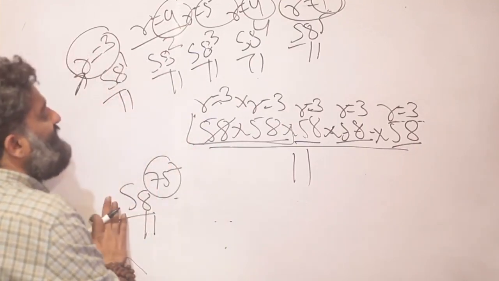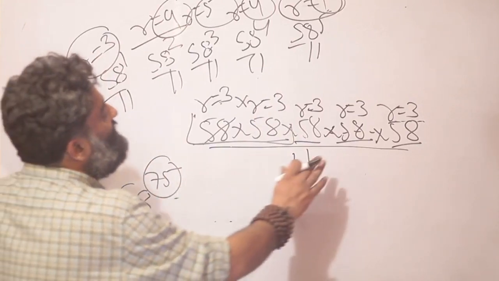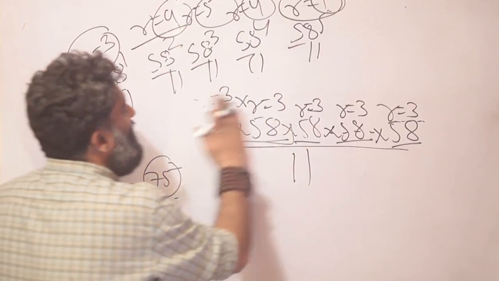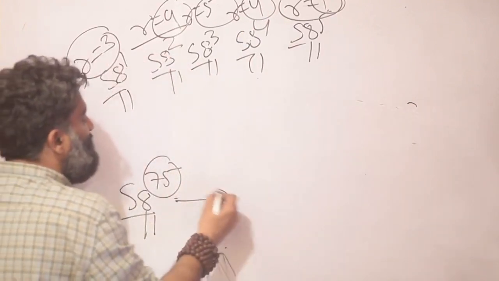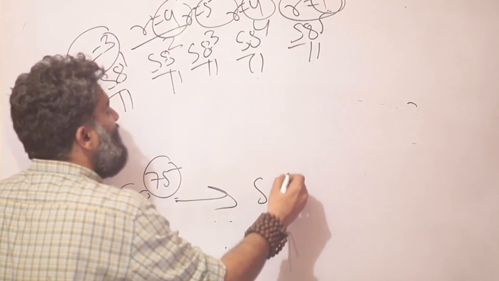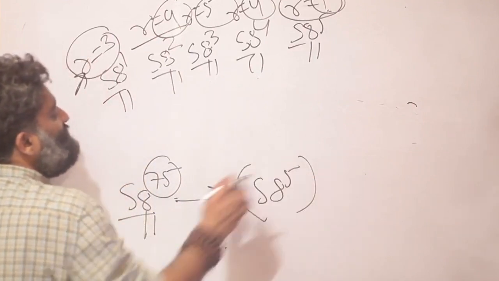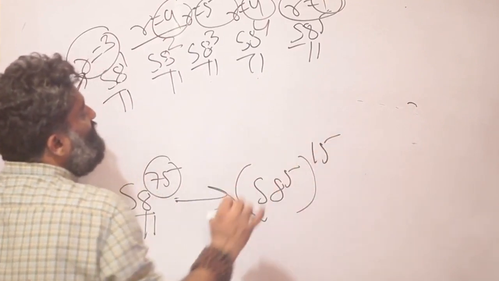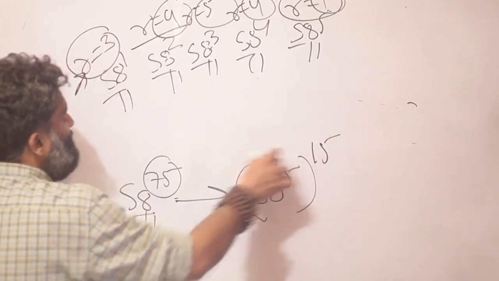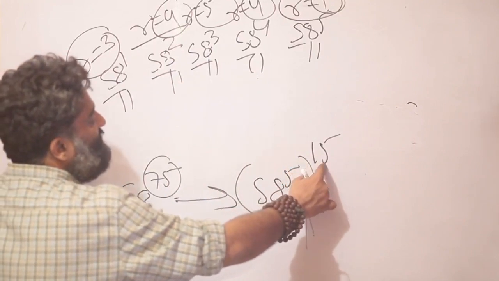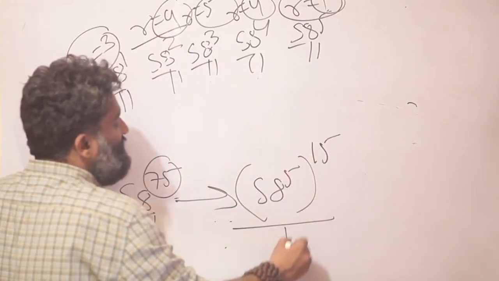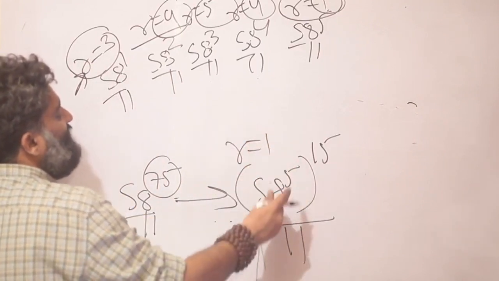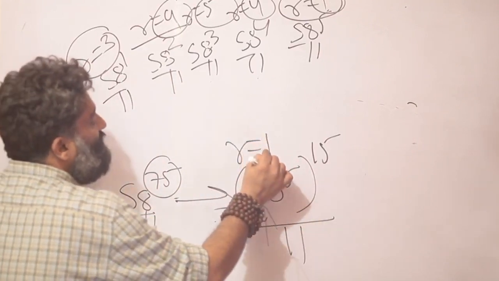But if cyclicity is not your cup of tea, try and understand that once you have 58 raised to 5, your remainder is 1. That means, can I take this 58 raised to 75 and write it in terms of 58 raised to 5? Yes, it should be fairly easy. 5 into something gives you 75. What is that something? 15. That means this question now is 58 raised to 5, whole raised to 15, divided by 11. You know each 58 raised to 5 gives you a remainder of 1.